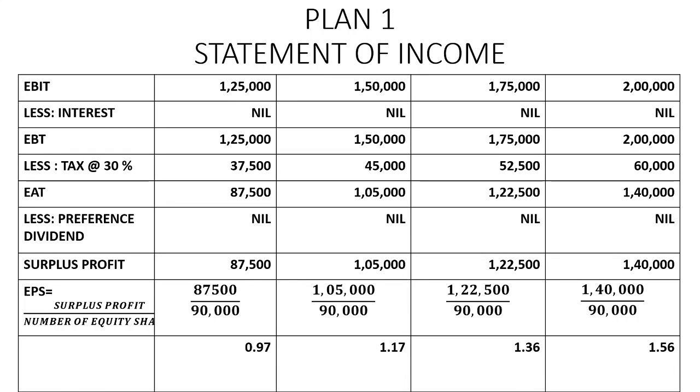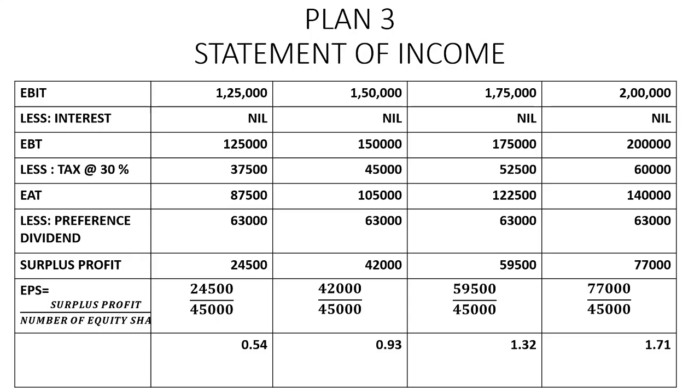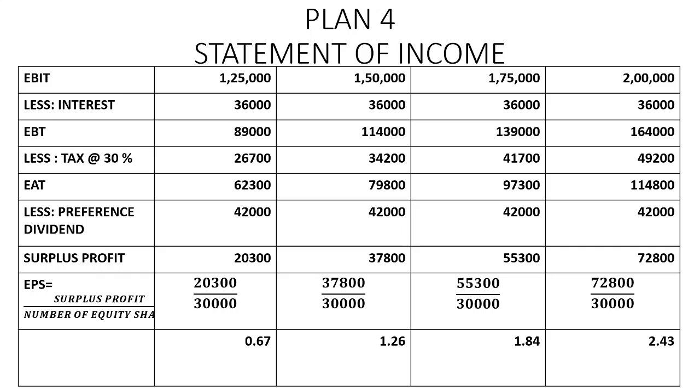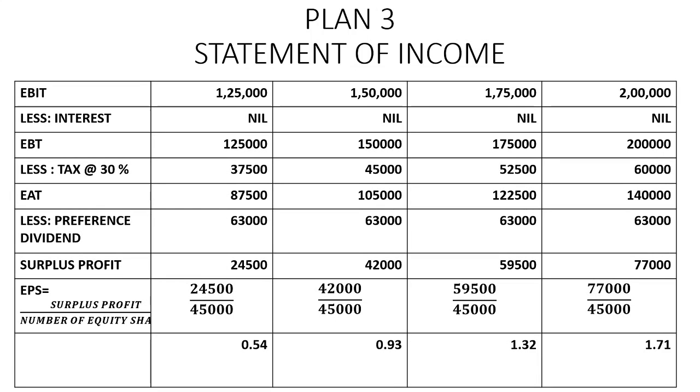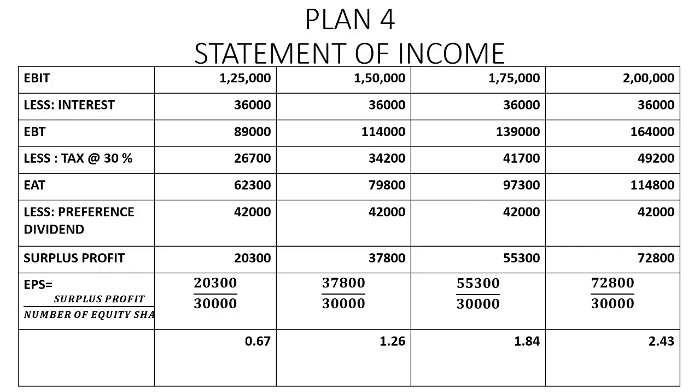We can just see the earning per share. 0.97, 1.17, 1.36 and 1.56. Come to the second one, 1.10, 1.49, 1.88 and 2.27. Again coming to the third one, 0.54, 0.93, 1.32 and 1.71. The last one, 0.67, 1.26, 1.84 and 2.43. So you can just compare these plans. See here, the highest one is in case of plan 4.